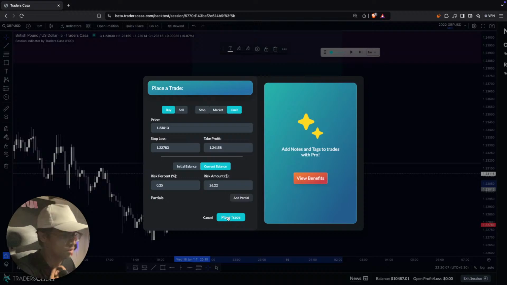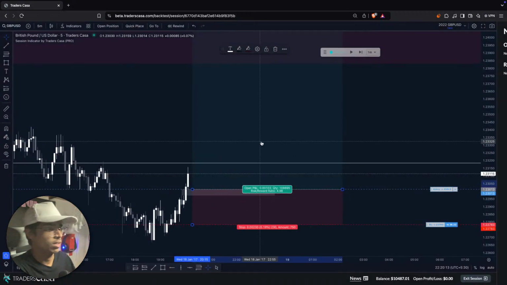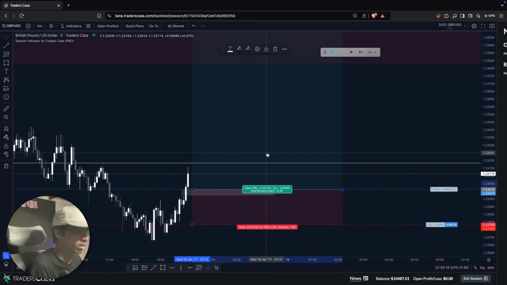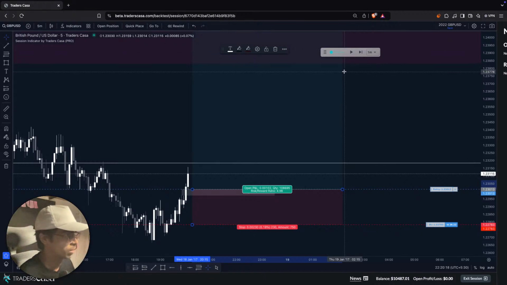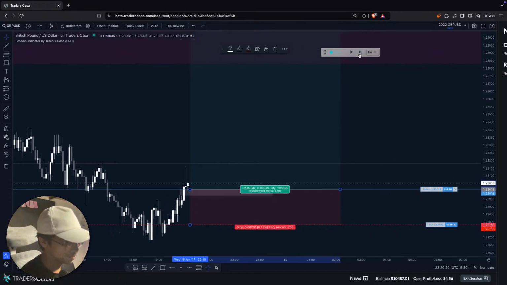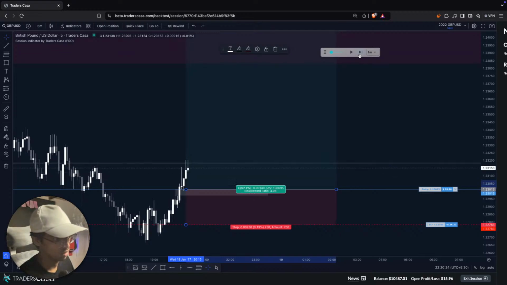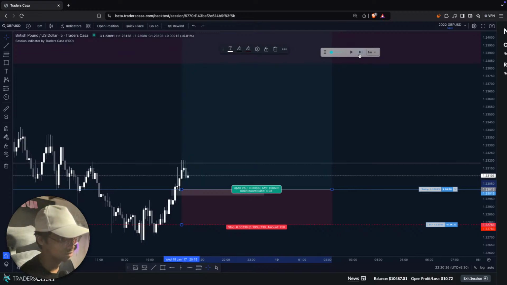Okay, so 0.25% loss on current balance. I want to make a buy limit trade. Good. I place it. So if the price comes near that point, my trade will be taken. Otherwise, it will not. Okay, now it's taken. It's been filled. Good. Keep on moving, bro.